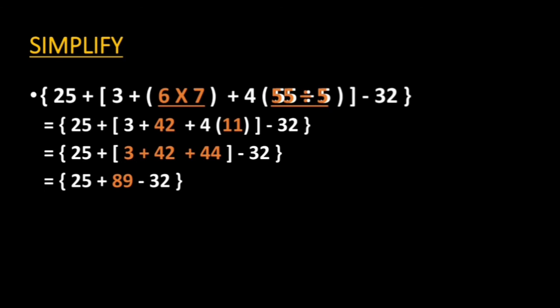Now here you can see that we have replaced this square bracket with 89. Now 25 plus 89 we will add, and then we will do the subtraction with 32. 25 plus 89 is 114 minus 32. The answer is 82. Here we have simplified this problem also using the BODMAS rule. Again, whenever you have parentheses in the given question, first we have to simplify the parentheses, and then we will simplify the square brackets, and then finally the flower brackets.